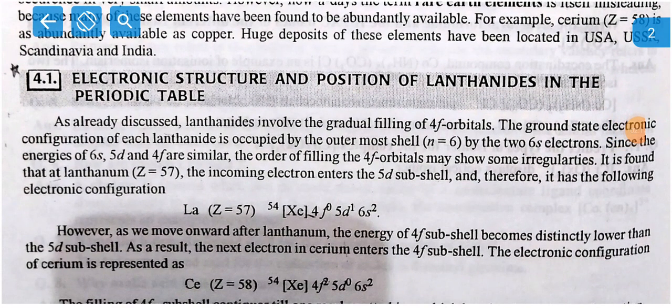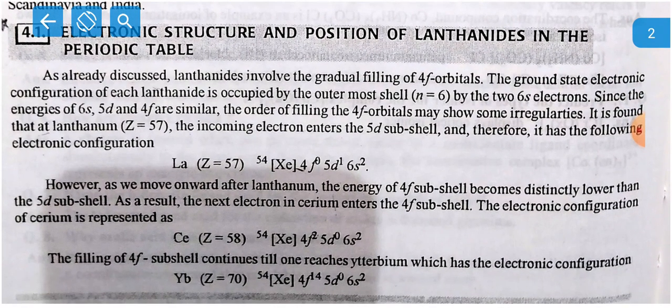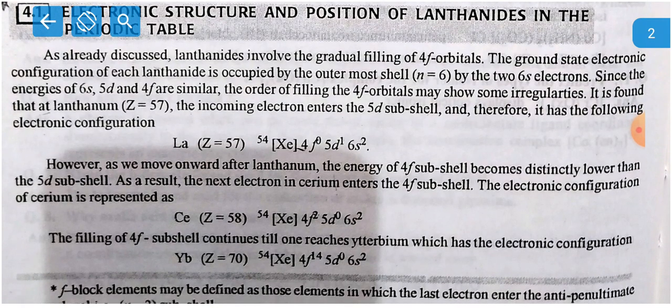Electronic structure and position of lanthanoids in the periodic table. As already discussed, lanthanoids involve the gradual filling of the 4f orbital. The ground state electronic configuration of each lanthanoid has the outermost shell, n equals 6, occupied by the two 6s electrons. Since the energies of 6s, 5d and 4f are similar, the order of filling of the 4f orbital may show some irregularities.